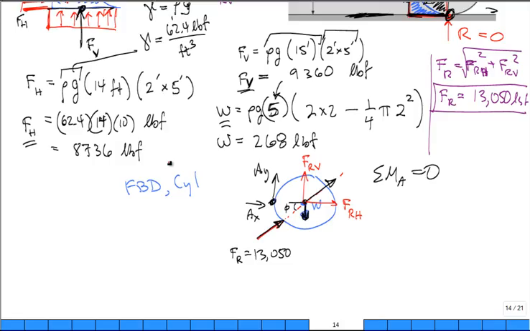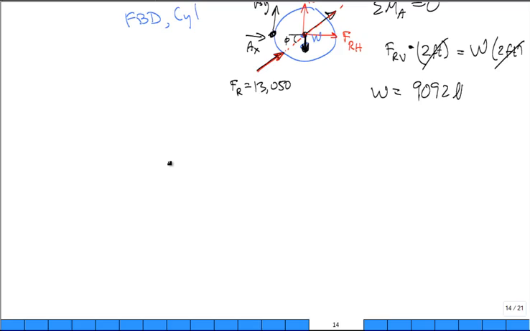True? And we find that F of RV times its moment arm distance around point A, 2 feet, is equal to the weight times its moment arm distance around point A, 2 feet. One is trying to make it spin clockwise, the other counterclockwise. The 2 feet cancel. They have the same moment arm distance. And we find that the weight is equal to F of RV, which we calculated, 9092 lbf.